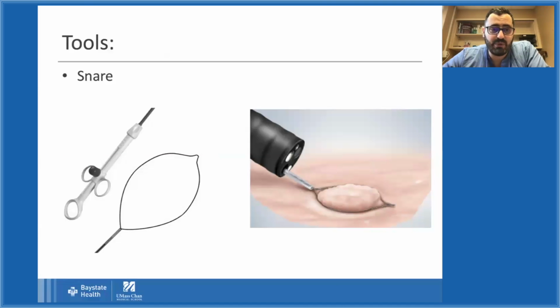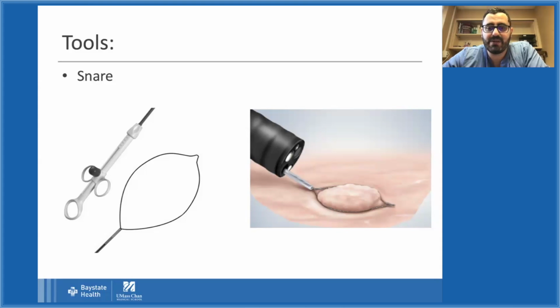Now I'm going to talk about some tools so you understand later how we remove those polyps. A snare, what's a snare? A snare is basically a metal wire that has an oval or circular shape, depending, which we can put around the polyp, just like this, and we close it until we cut the polyp completely. The snare can be cold, meaning there's no heat in it, or it can be hot.